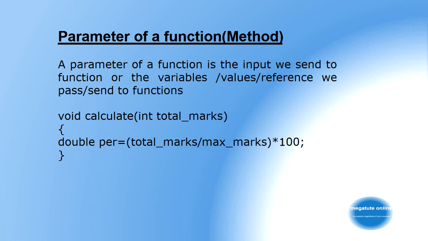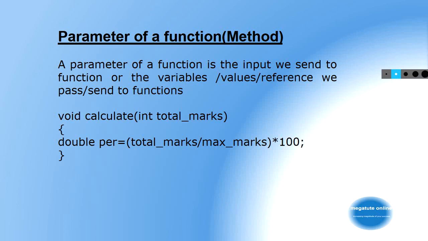Now, if you look at this definition of a function over here, this is called the parameter. This value will be passed to this function from outside, from another function. So when the total marks are passed to it, it's going to use those total marks and calculate the percentage over here, right? So this is the name of the function and this is the parameter. Inside the parentheses, whatever is there, that is a parameter to a function.